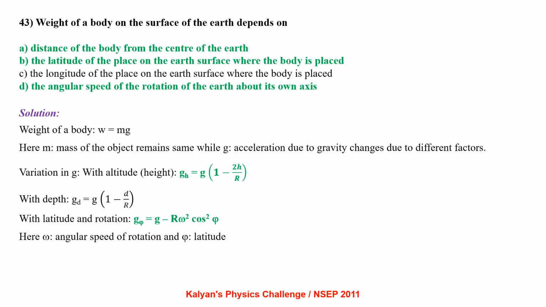Here m is the mass of the object that remains constant, while g is acceleration due to gravity that changes due to different factors. Now the variation of g with altitude, that is height: gh equal to g of (1 minus 2h by R). With depth, gd equal to g of (1 minus d by R). With latitude and rotation, g phi equal to g minus R omega square cos square phi, where omega is the angular speed of rotation and phi is the latitude. So A, B, D are correct options.